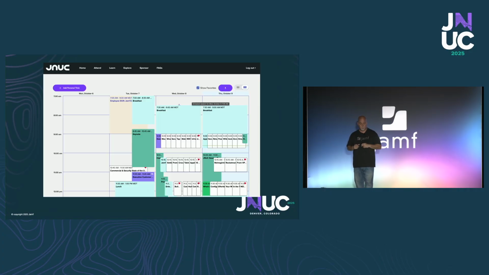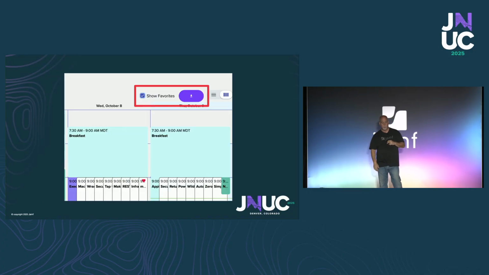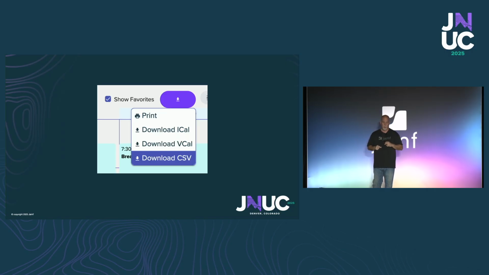Here's a trick. Go out to your agenda, favorite every session you could possibly want. Your calendar will look something like this. But up there in the right corner, there's that Show Favorites button. Make sure you check that, and then hit that little down arrow. It'll give you the ability to download a CSV file of every session that you favorited, every session you registered for. Now, why is that important?